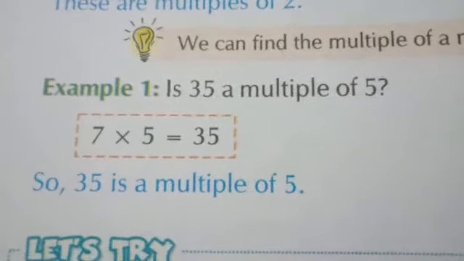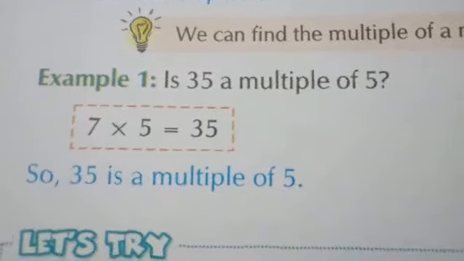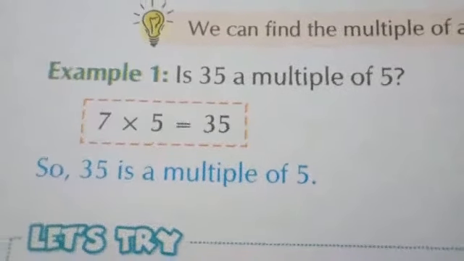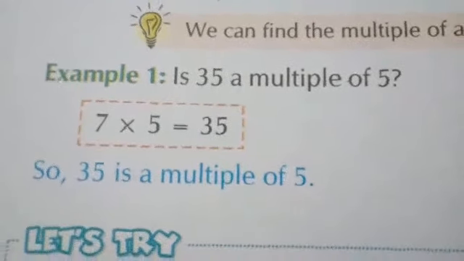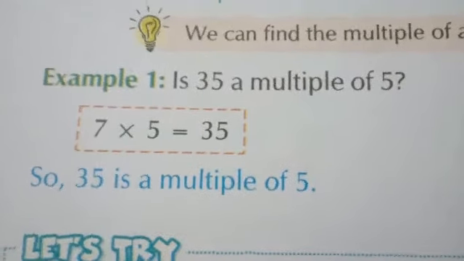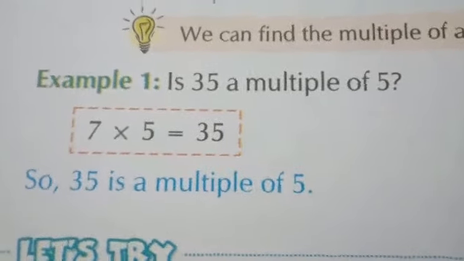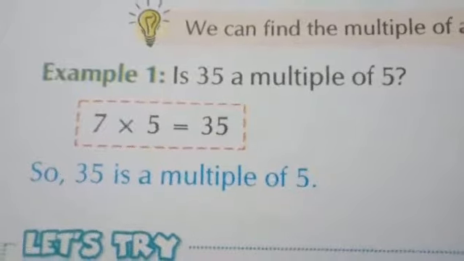In example 1, is 35 a multiple of 5? How can you come to know? Yes, by doing multiplication. See, 7 fives are 35. Or you can do division. 35 can be divided by 5 seven times and it will not leave any remainder. It means 35 is a multiple of 5.